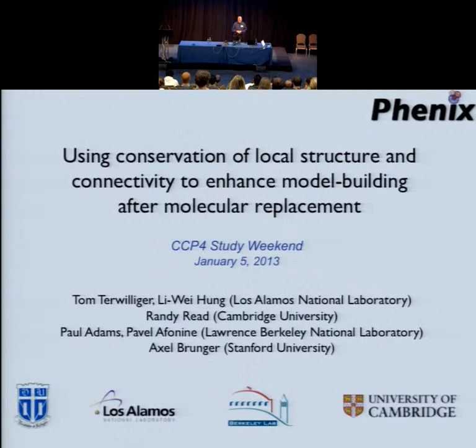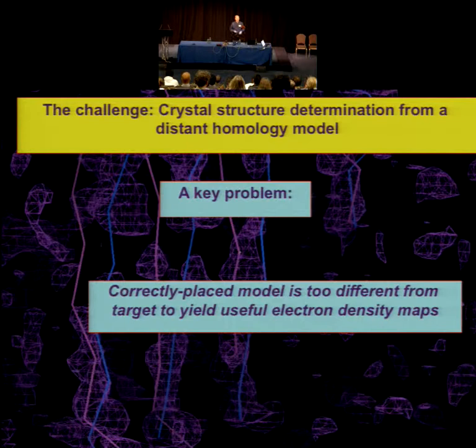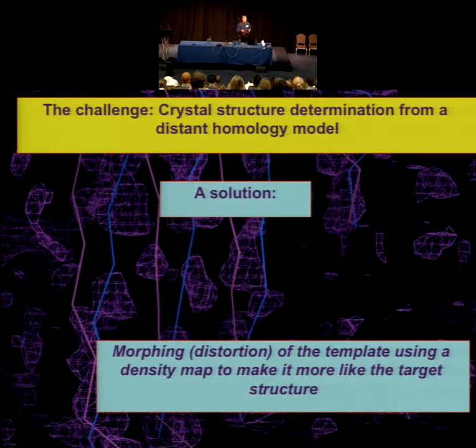So first, to reiterate the challenge that Frank DiMaio mentioned yesterday, in molecular replacement there are two big problems. One is finding where your molecule goes, and the second is, once you've found where the molecule goes, having a template that's accurate enough to generate phases that are good enough to iterate through model building and density modification and so forth to improve those models. So a big problem in many cases is that a correctly placed template is not close enough to the final model. There are many ways to deal with that problem, and I'll talk about one of them now. This solution is going to be a distortion of the template to make it more like the final model.